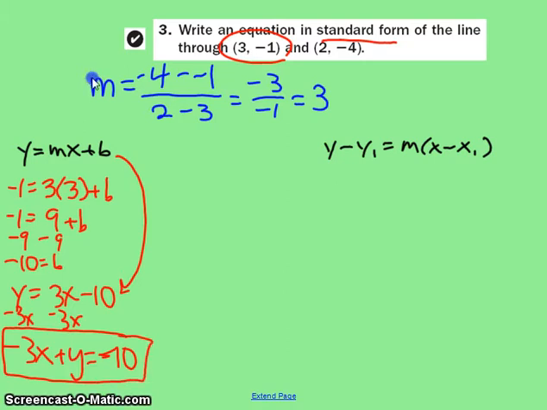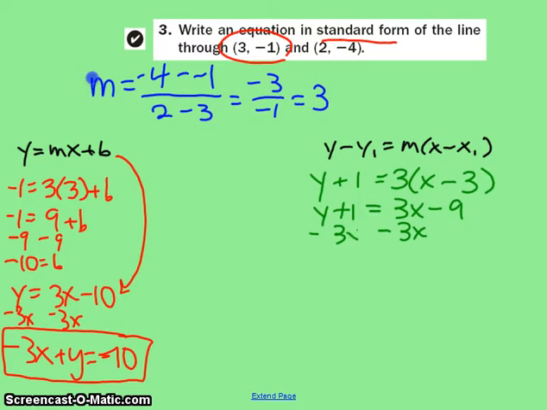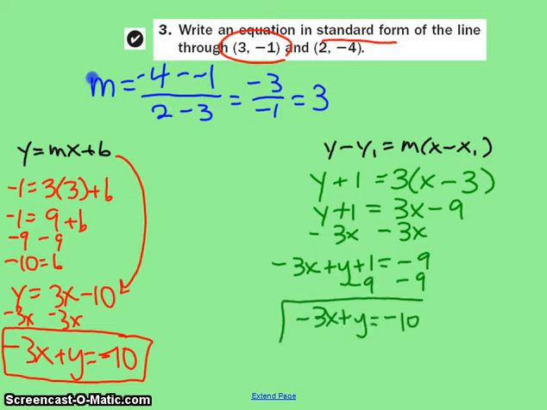If you like that way, please do it. Do whatever way works best for you. I like point-slope form because I have less to solve. If I use the same point, and you don't have to, you can use whatever point you want, I plugged in my slope and my ordered pair, 3, -1, and now I need to solve and get the x and the y on the same side. -3x plus y plus 1 equals -9. -3x plus y equals -10. Get the exact same answer. It sincerely does not matter which method you choose to do.